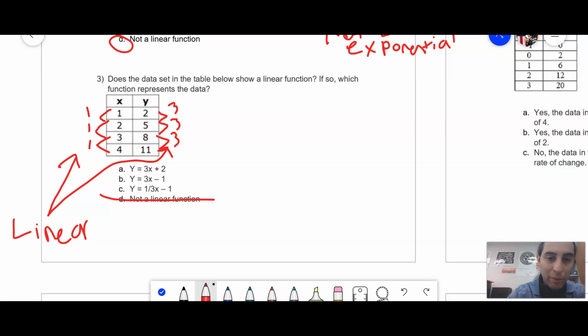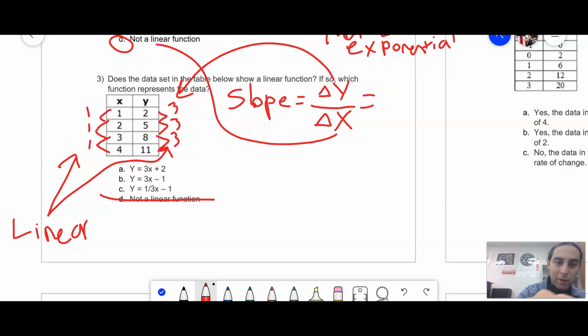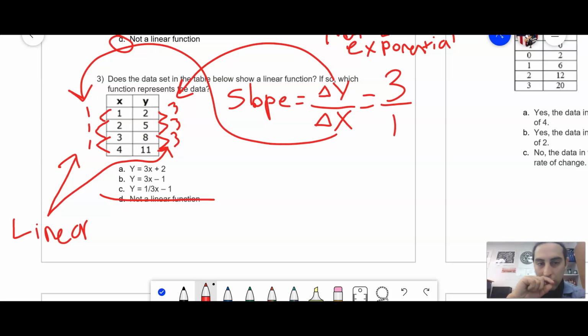All right, so remember the slope. Now this little triangle means change in y over change in x, which is a fancy way of saying what's in the bird beak of the y on the right hand side over what's in the bird beak on the left hand side. Okay, so my slope is going to be 3 over 1. Cool.